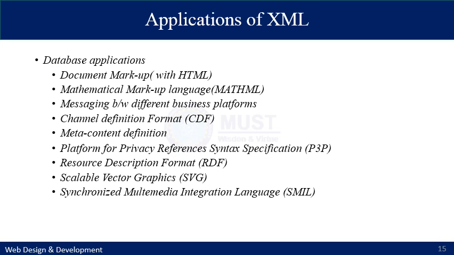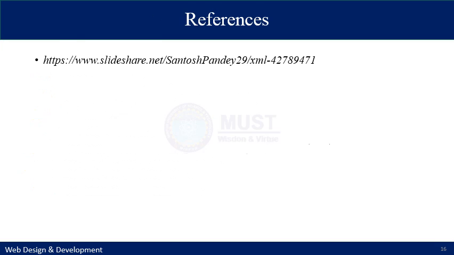XML has a number of applications, and the most common applications are database applications. However, it can also be used for document markup along with HTML. It can also be used for the Mathematical Markup Language. It can be used for messaging between different business platforms, channel format definitions, meta content definitions, resource description formats, scalable vector graphics, and the Synchronized Multimedia Integration Language.